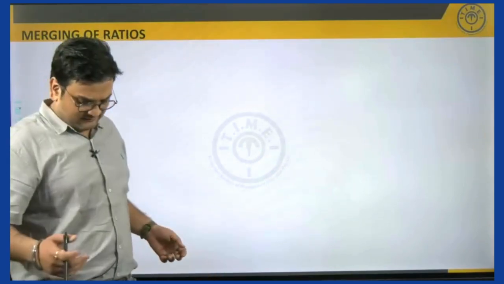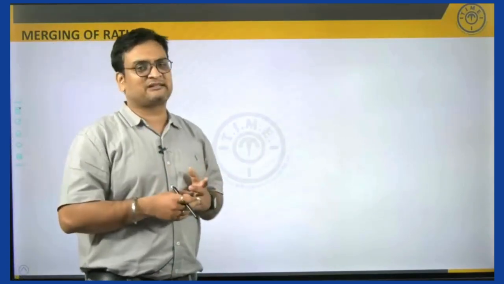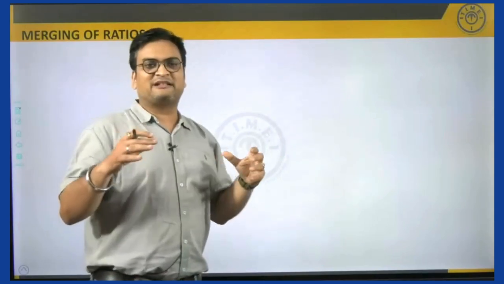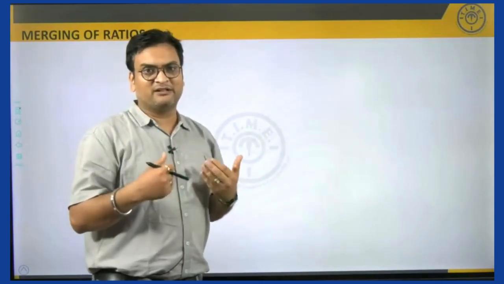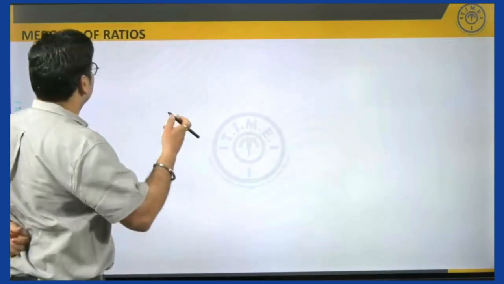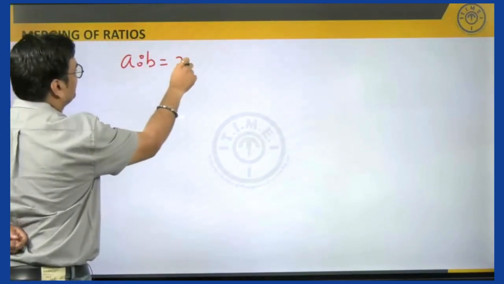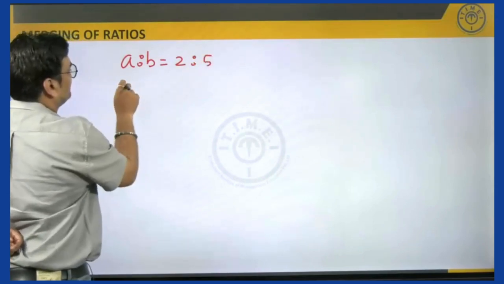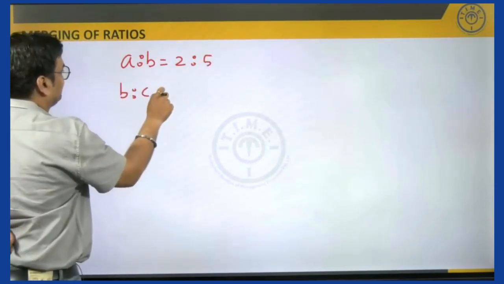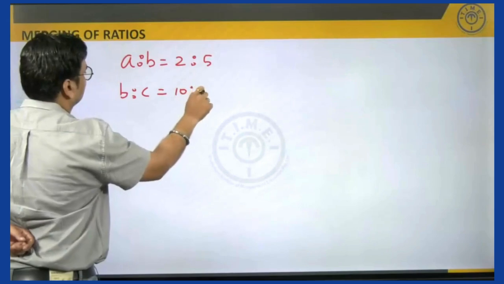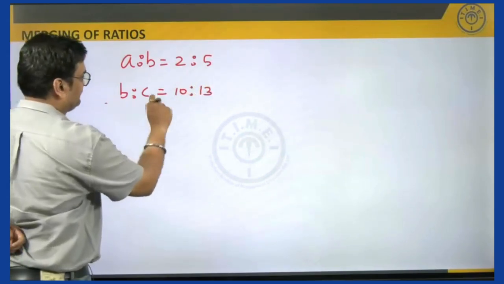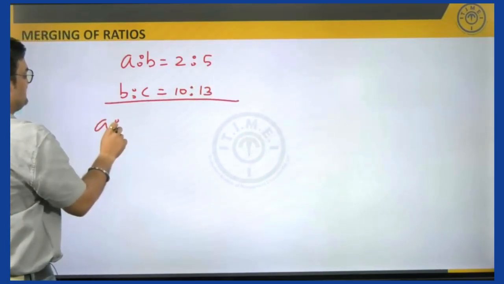Next concept that I would like to take up is from ratios, and that concept is basically merging of ratios, right? So how do we merge 2 ratios? One of the easiest ways to merge ratios is if you are given A is to B as 2:5, B is to C as 10:13. What will be A is to B is to C is the question.